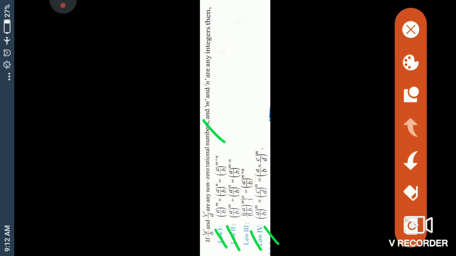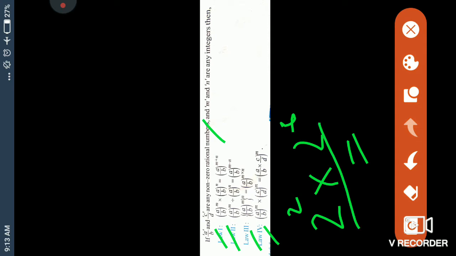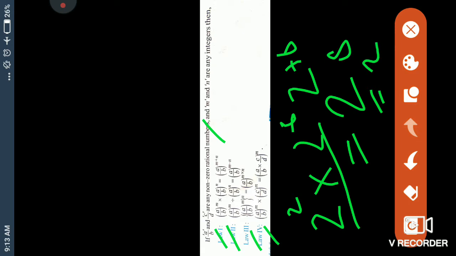The first one is for multiplication, meaning two numbers are in multiplication form. Suppose 2 to the power 2 multiplied by 2 to the power 6. Then what will we write? We will not write 2 times 2. We will write 2 once, with the powers added: 2 to the power 2 plus 6, which means 2 to the power 8. Understand? This is the answer.